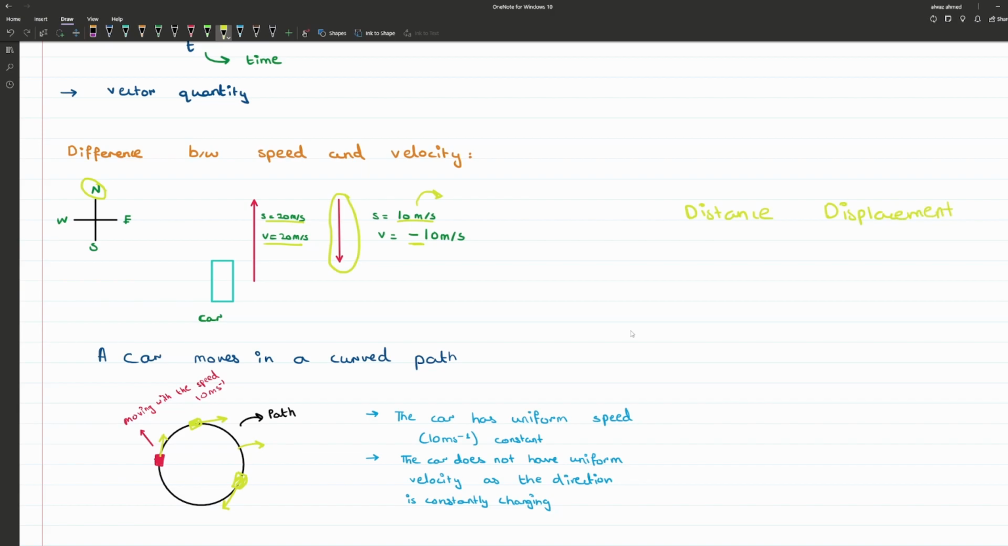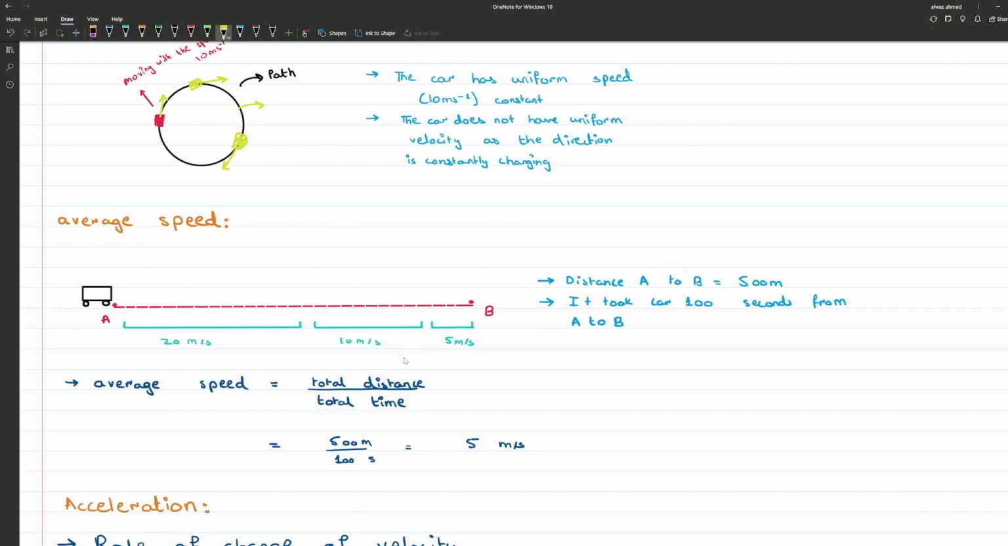As you know, the distance does not have a direction while displacement does, and this displacement direction is added on to velocity, which gives velocity its own direction, and that makes velocity a vector quantity. So always remember this difference. This is a very key difference.